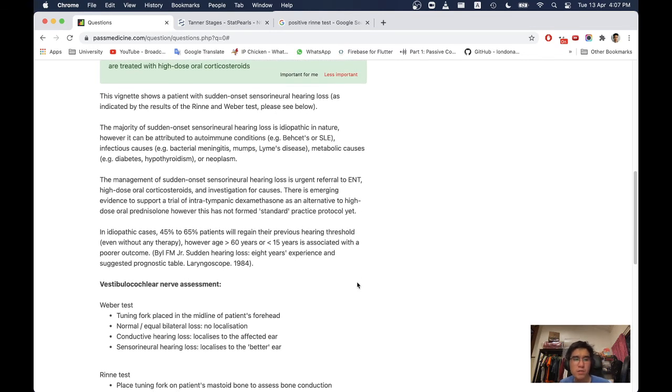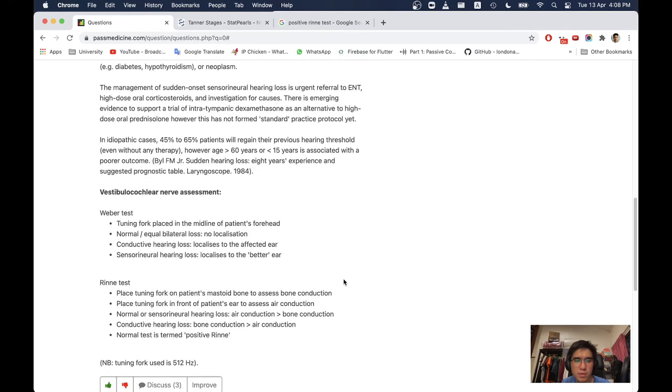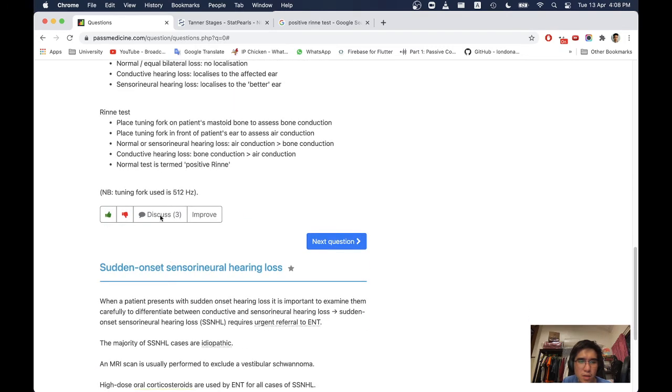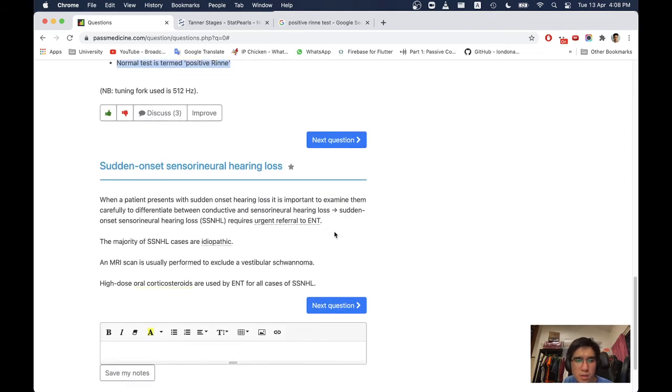In idiopathic causes, 45 to 65% of patients will regain their previous hearing threshold even without any therapy. However, age more than 60 years or less than 15 years is associated with a poorer outcome. Vestibulocochlear nerve assessment: you've got Weber's test and Rinne's test. I know about this. Okay, normal. Air better than bone. A normal test is termed positive.